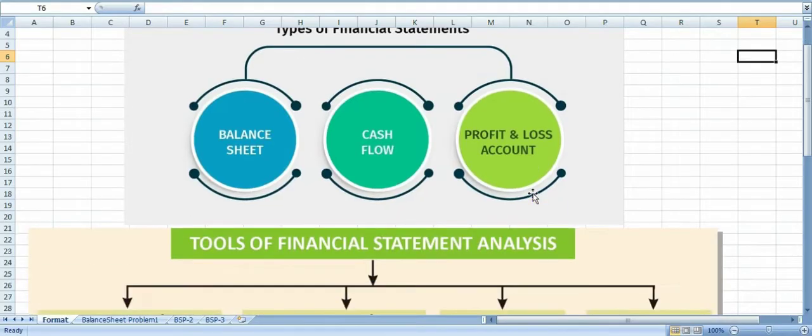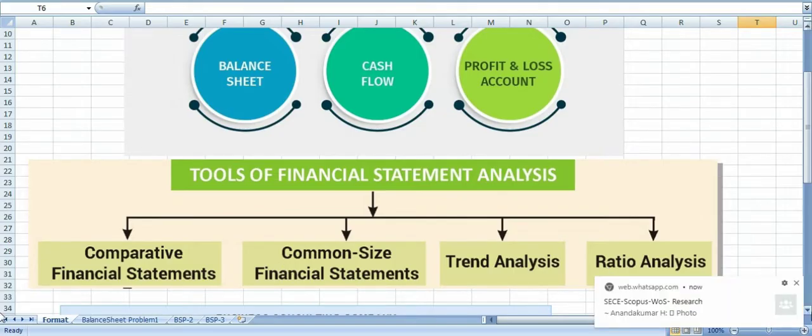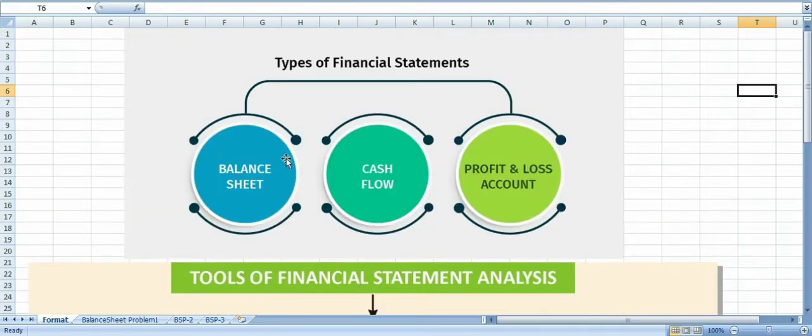There are different types of tools of financial statement analysis. One is comparative financial statements, common size financial statement, trend analysis, and ratio analysis. In this video tutorial, we are going to see comparative financial statement analysis. First, we are going to do a comparative financial statement analysis on the balance sheet.